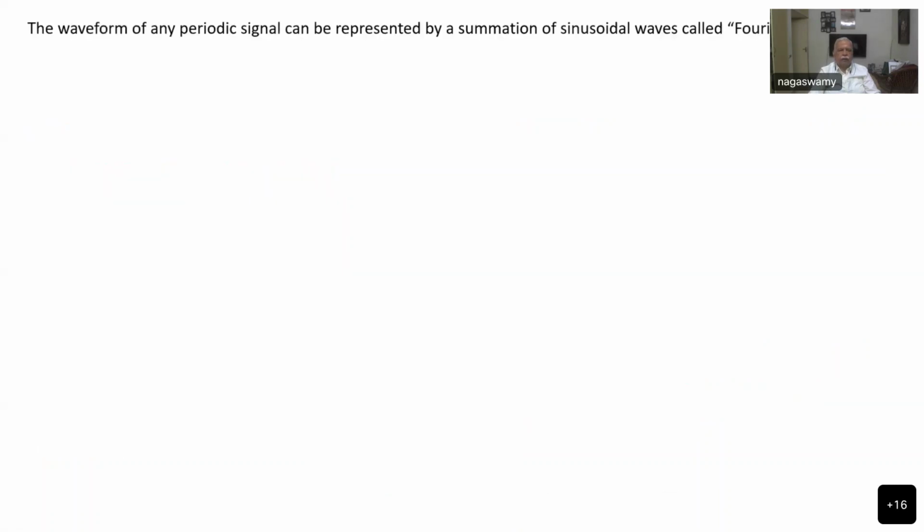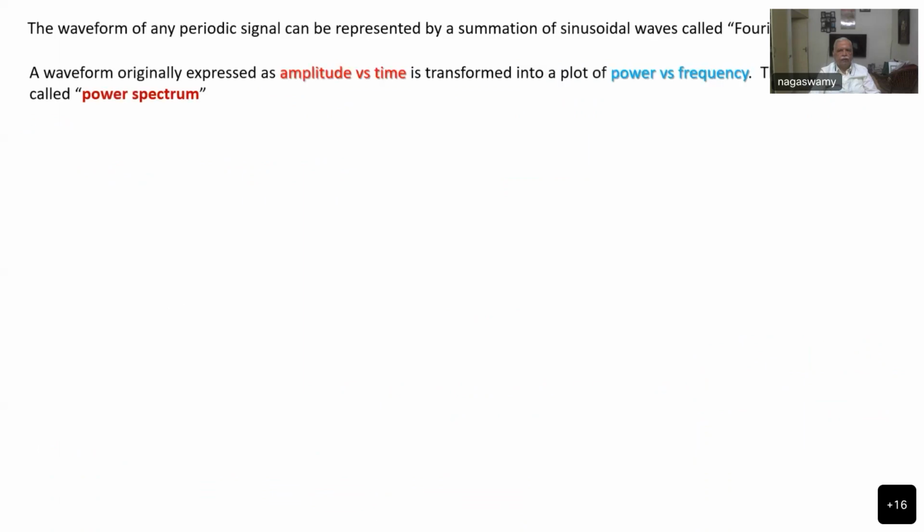The waveform of any periodic signal can be represented by a summation of sinusoidal waves called the Fourier series. So a waveform originally expressed as amplitude versus time is transformed into a plot of power versus frequency, and that is called the power spectrum.